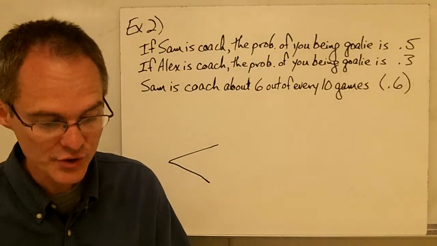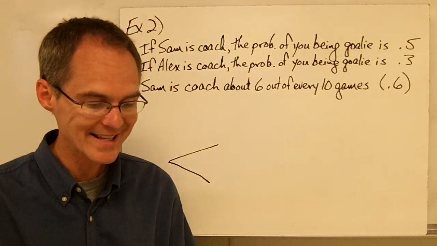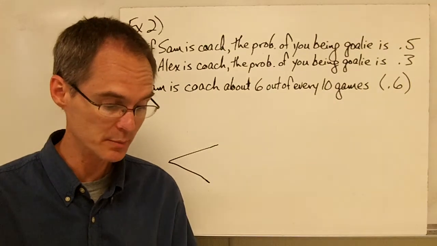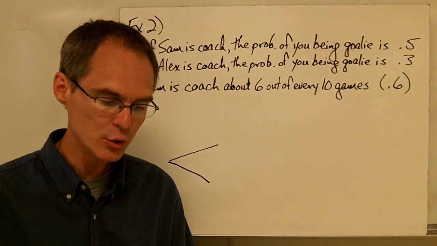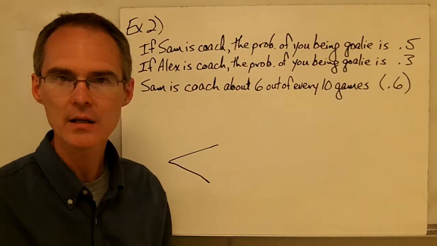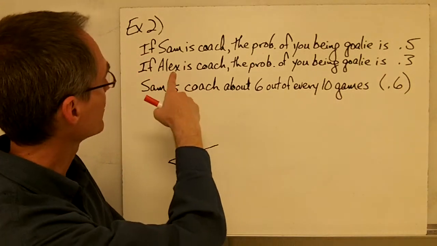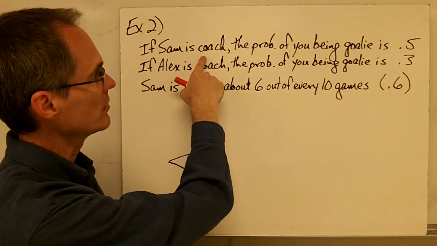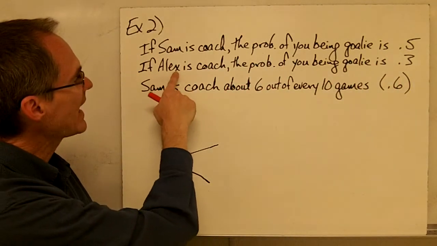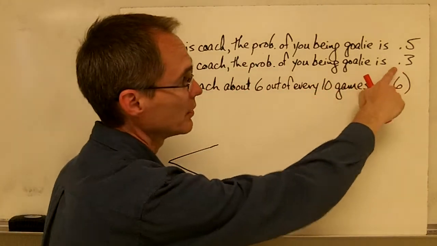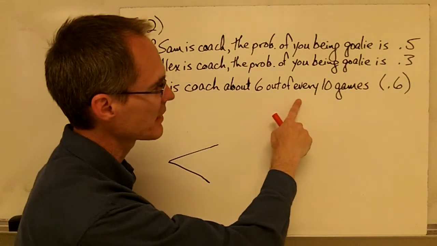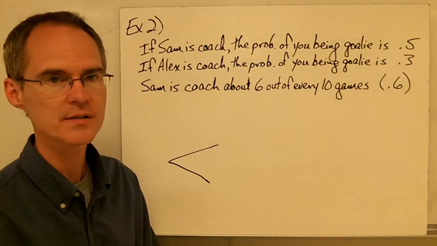It says you're one of the goalies on your soccer team and are hoping you will get to play goalie in today's game, but there are other goalies on the team as well, and sometimes the coaches choose one of them to be goalie. You'd like to know the probability that you will be chosen to be goalie for today's game. And you've already gathered some data about these different probabilities. So you know if Sam is the coach, then the probability of you being goalie is 0.5. You know if Coach Alex is the coach, then the probability of you being goalie is 0.3. And you also know that Sam is coach about 6 of every 10 games, for a probability of 0.6.